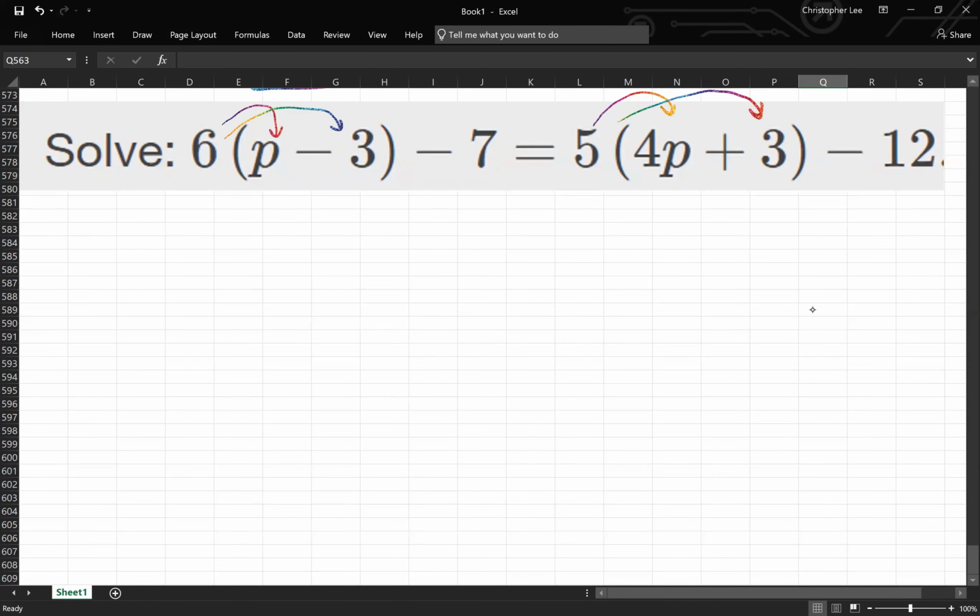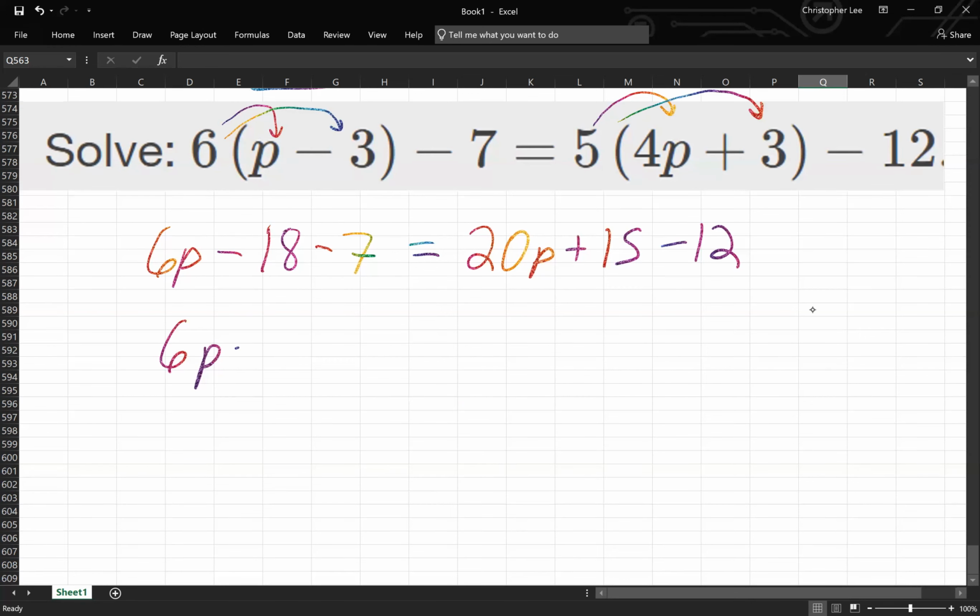Now let's look what we have. 6 times p, 6p, minus 6 times 3, which is 18, minus 7 is equal to 20p plus 15 minus 12. I'm just distributing the 5 and writing down the missing number. Let's combine like terms.